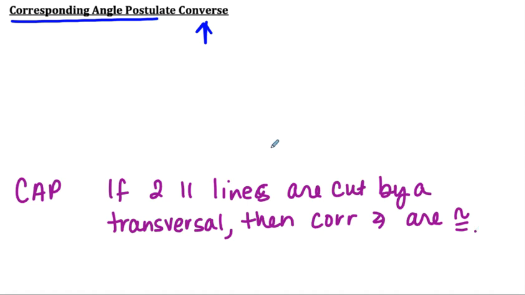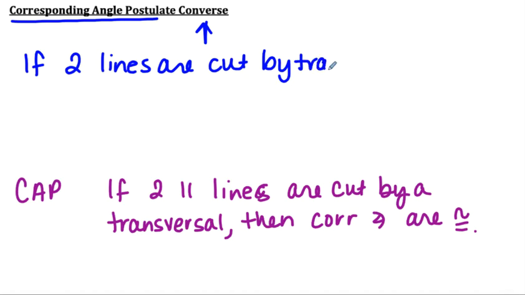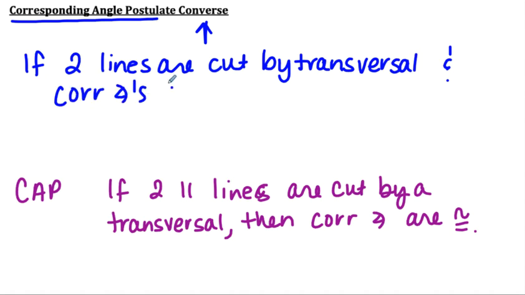I'd like you to try and write the converse to that. Press pause and write the converse. If you did that, then you would have flipped it. So if two lines are cut by a transversal, so you need to keep that part in it, and corresponding angles are congruent, then the lines are parallel.